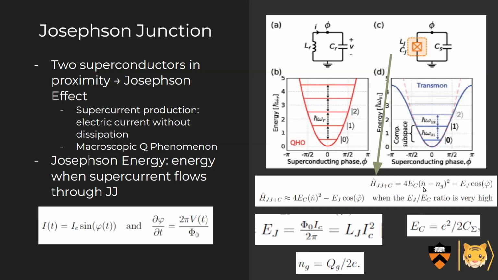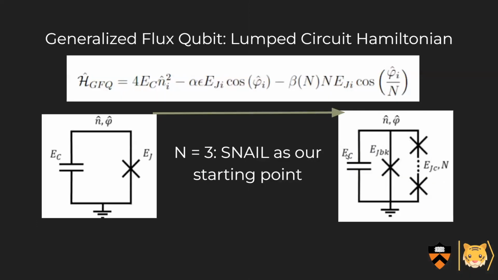EJ is the Josephson energy, and phi is just the phase difference across each Josephson junction. So these are a bunch of equations here, I know, but you can definitely ask me more questions about this. I'm running fast just for time.